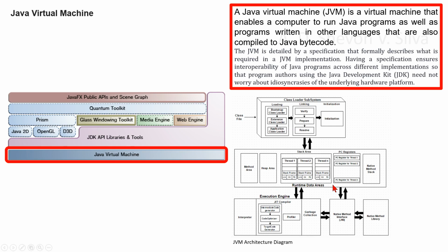Stack area: for every thread a separate runtime stack will be created. For every method call, one entry will be made in the stack memory, which is called a stack frame. All local variables will be created in the stack memory. The stack area is thread safe since it is not a shared resource.